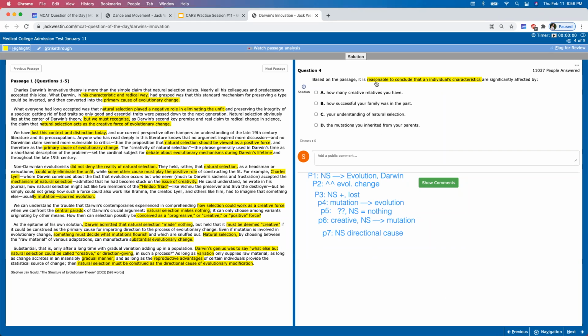Okay, question 4. It is reasonable to conclude that an individual's characteristics are significantly affected by what? What do you guys think? Yeah, so the basis of this paragraph was that mutations, natural selection selects from mutation. So D is definitely the best answer.